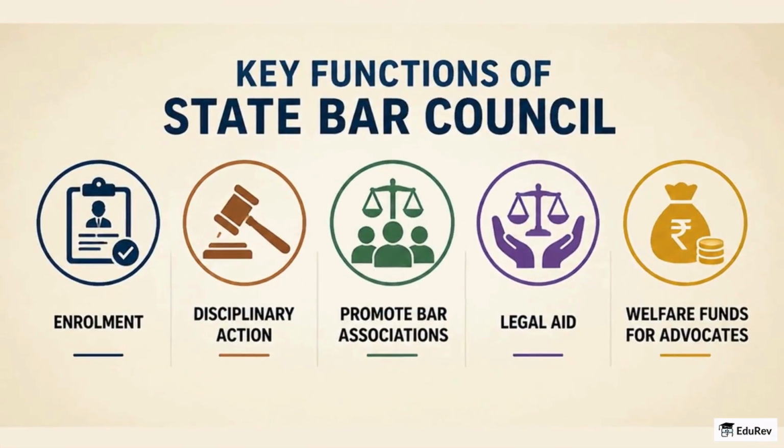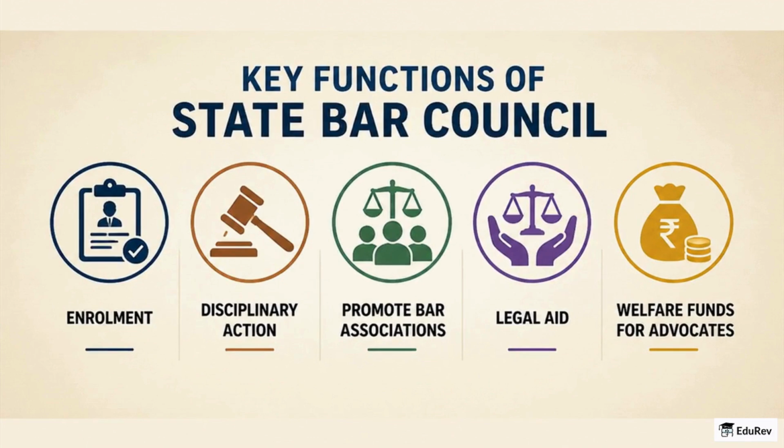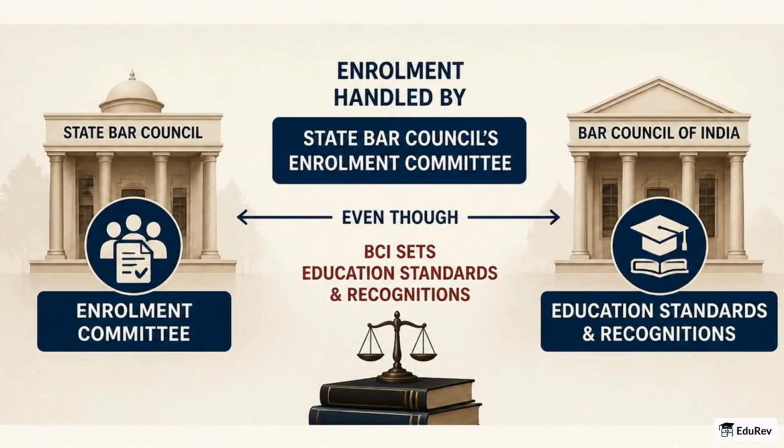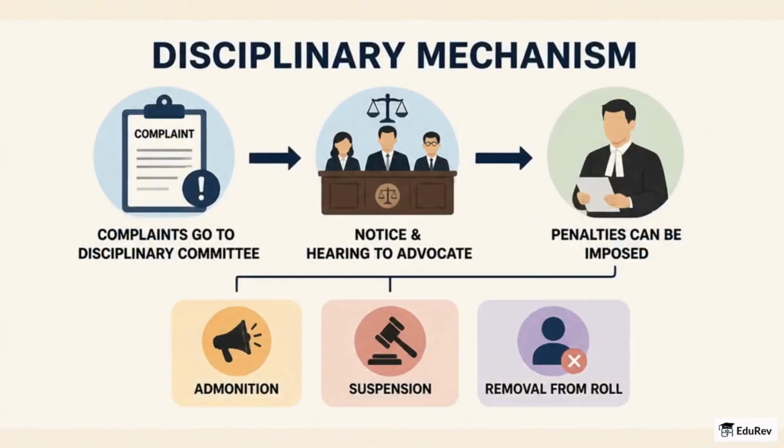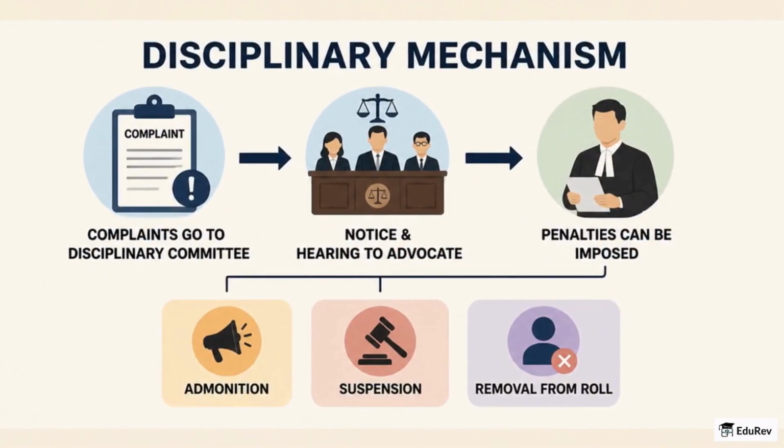Key SBC functions include enrollment, disciplinary action against advocates, promoting bar associations, legal aid, and managing welfare funds for advocates. Remember, enrollment is handled by the State Bar Council's Enrollment Committee, even though BCI sets the education standards and recognitions. Let's explain the disciplinary mechanism simply so you can map it in an answer script. Complaints go to disciplinary committees. Advocates get notice and hearing, and penalties can include admonition, suspension, or removal from the role.